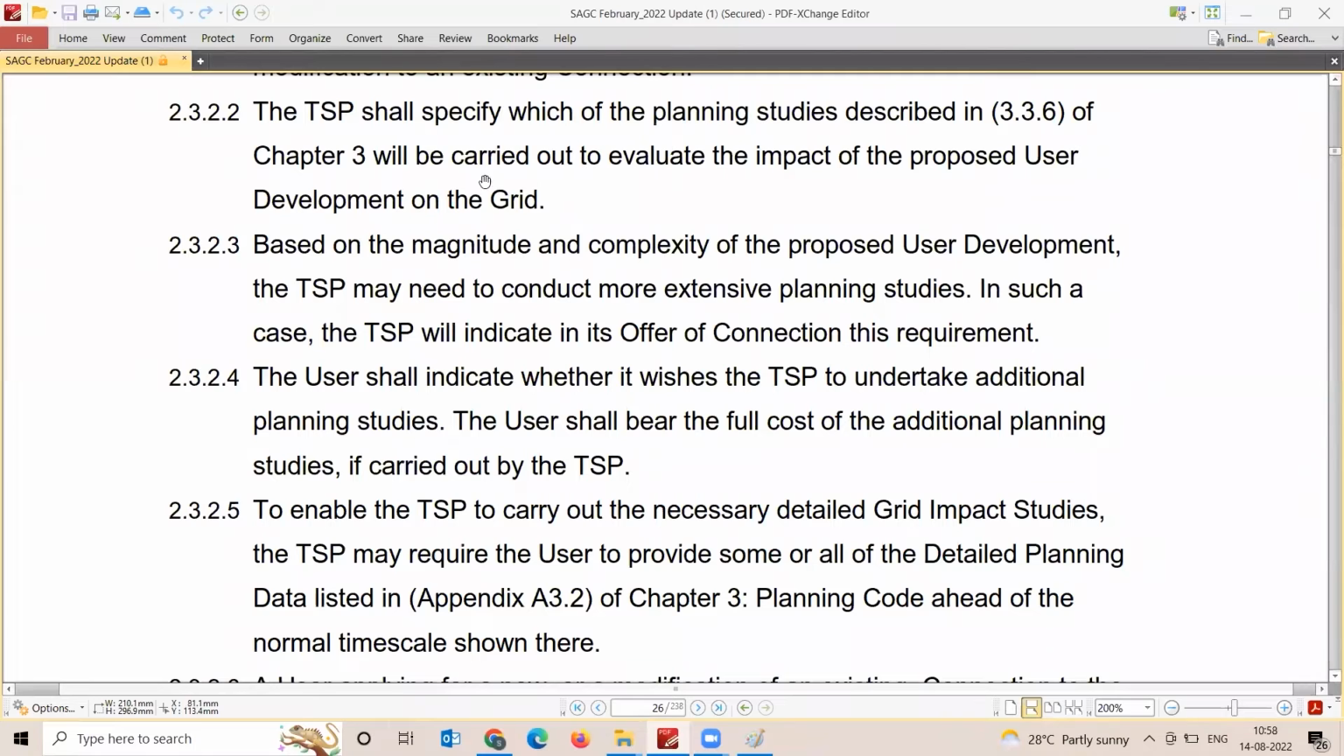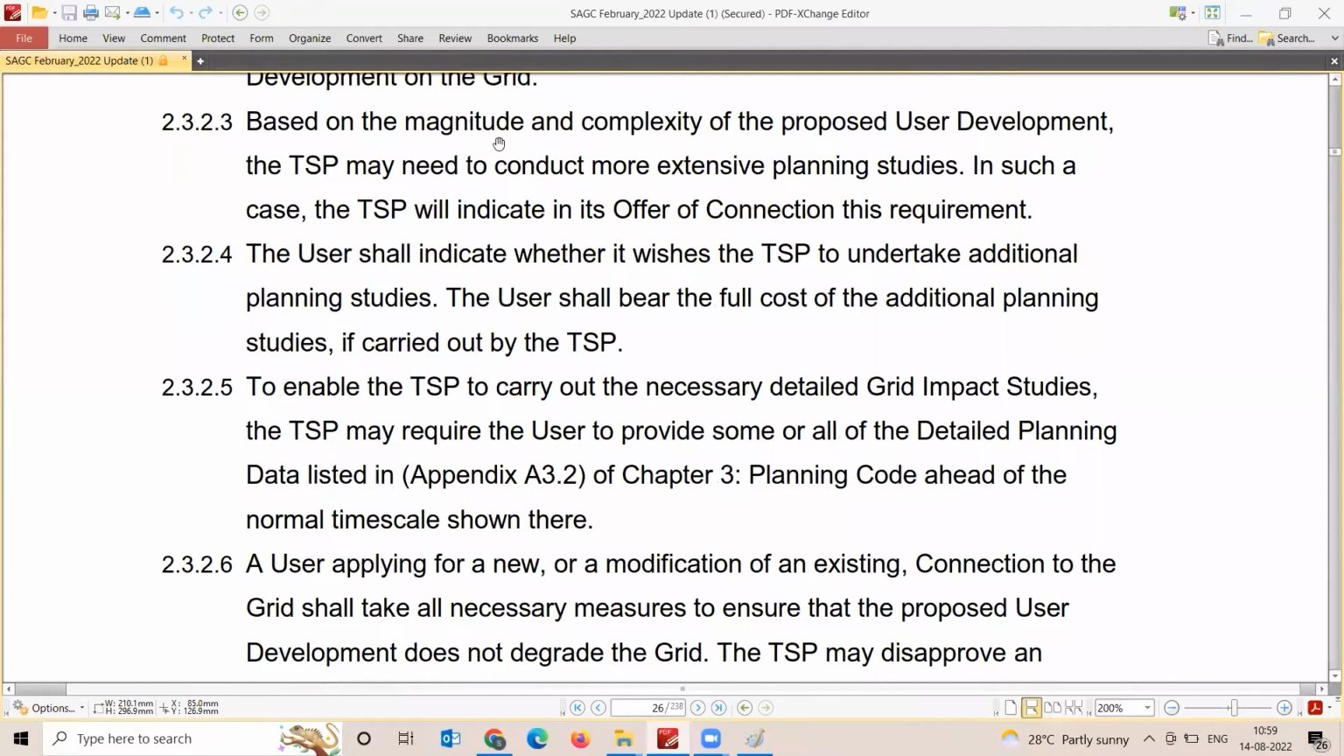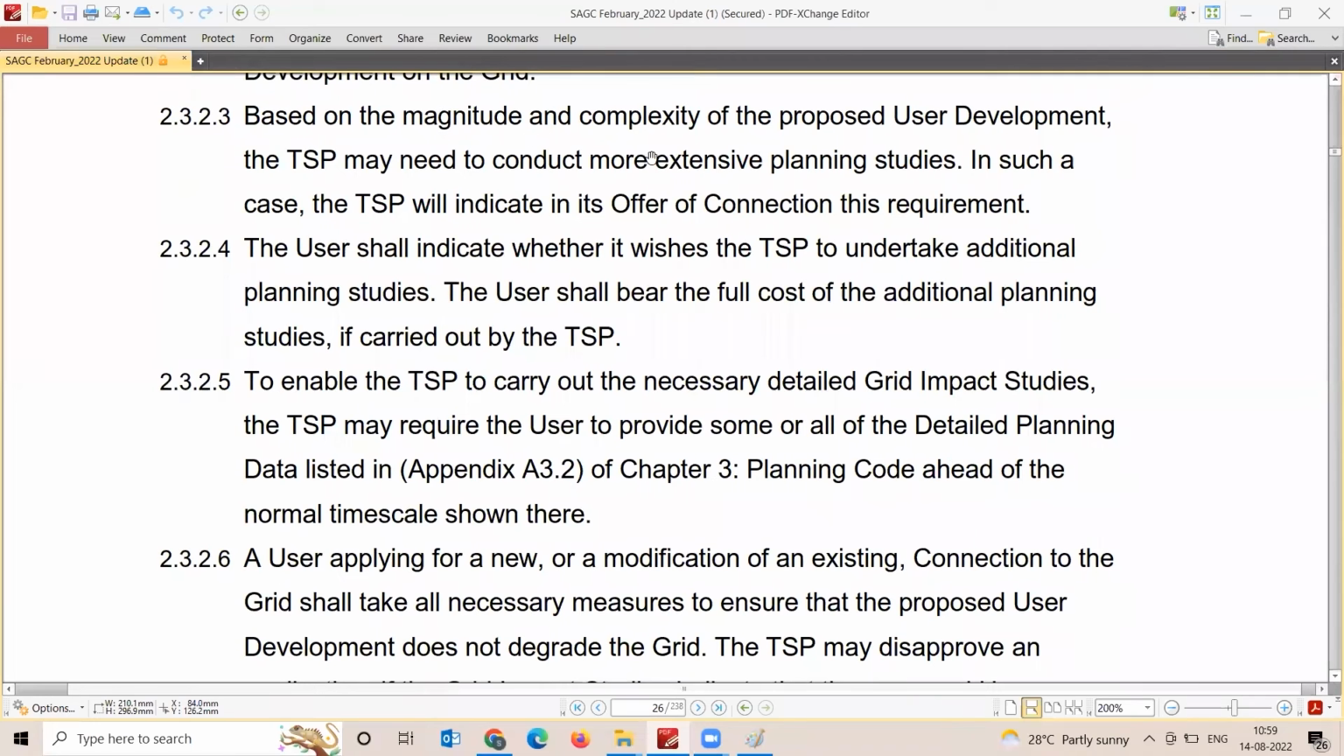What are the studies to be carried out to evaluate the impact has to be also informed by the TSP. The customer who is implementing or installing an independent power plant may not be aware of what the impact of his solar plant or wind farm on the grid is. That has to be specified by the TSP. The same point they are stressing on next, based on the magnitude and complexity of the proposed user development.